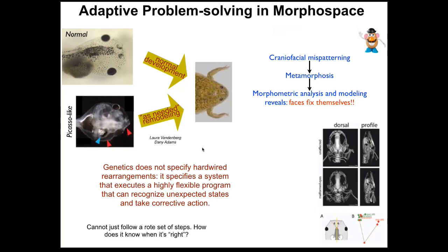the same thing every time. What it actually gives you is an error minimization scheme and a system that can recognize unexpected states and take corrective action. And so that leads to a very obvious problem, which is how does it know what the right pattern is? If it's going to become a frog from this state or any of the other things I showed you, how does it know what the correct pattern, final goal is?